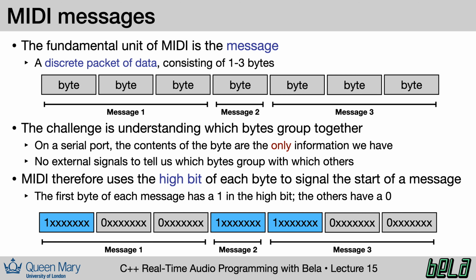MIDI provides a very simple solution to this, which is that the first byte of every message always has its high bit set to 1, and every other byte of a MIDI message has its high bit set to 0. Recall that a byte consists of 8 bits, which can represent numbers between 0 and 255. Therefore, a byte with the top bit set to 1 will have a value of 128 or higher, and a byte with the top bit set to 0 will have a value of 127 or less.